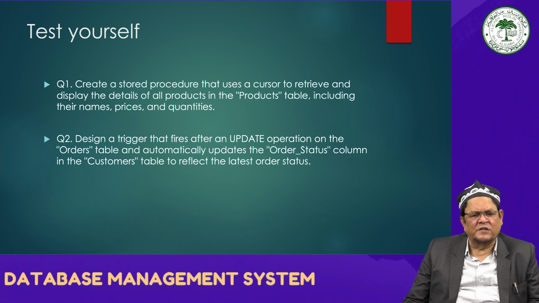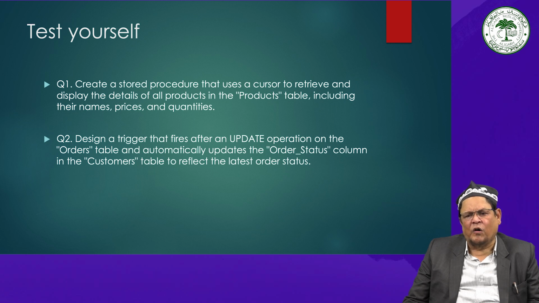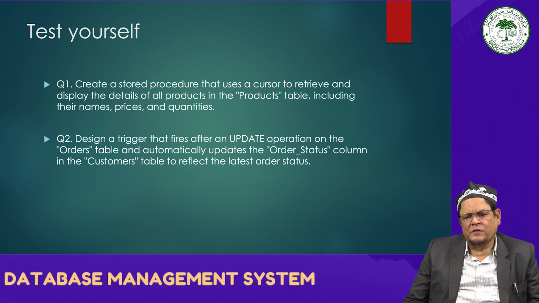The first question is create a stored procedure that uses a cursor to retrieve and display the details of all products in the products table, including their name, price, and quantity. The next and the last question is design a trigger that fires after an update operation on the orders table that automatically updates the order status column in the customers table to reflect the latest order status.